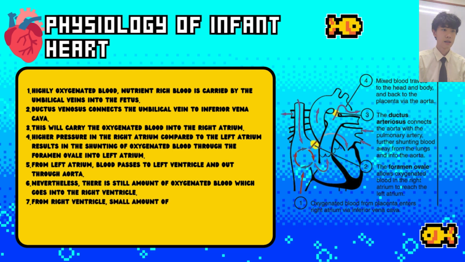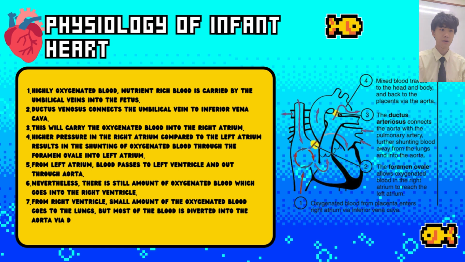After that, the oxygenated blood from the right atrium will go through the foramen ovale to the left atrium. It's because of the different pressures between the right and left atria; for some reason the right atrium has slightly higher pressure than the left atrium. And from the left atrium, the blood passes to the left ventricle and out to the aorta to be sent to all the body parts of the infant.